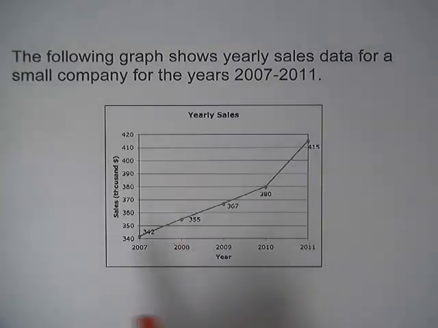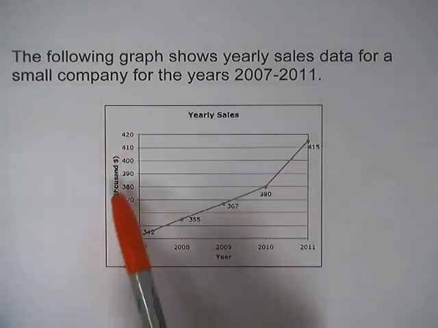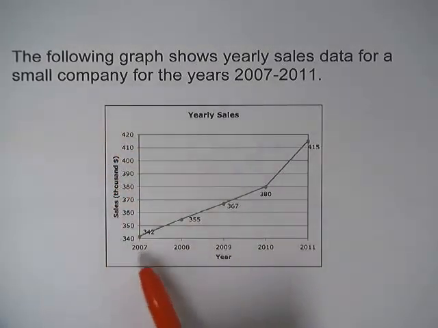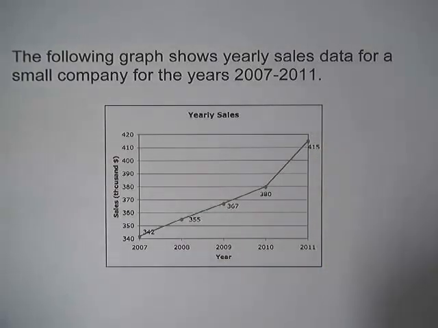So if we take a look, it looks like it's set up pretty well. This is just a basic line chart, displaying years on the x-axis and sales in thousands of dollars on the y-axis. In 2007, it looks like this small business had $342,000 in sales. In 2011, $415,000 in sales. So, as you may have guessed, this graph is a bit misleading. Think about why it may be so.